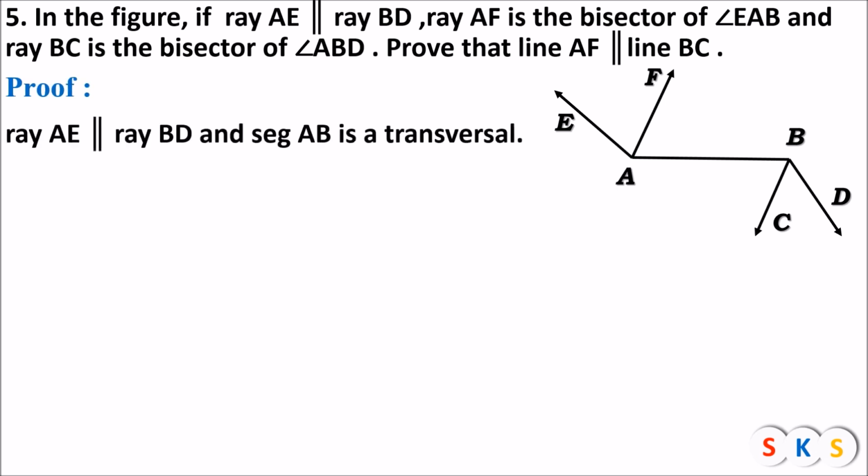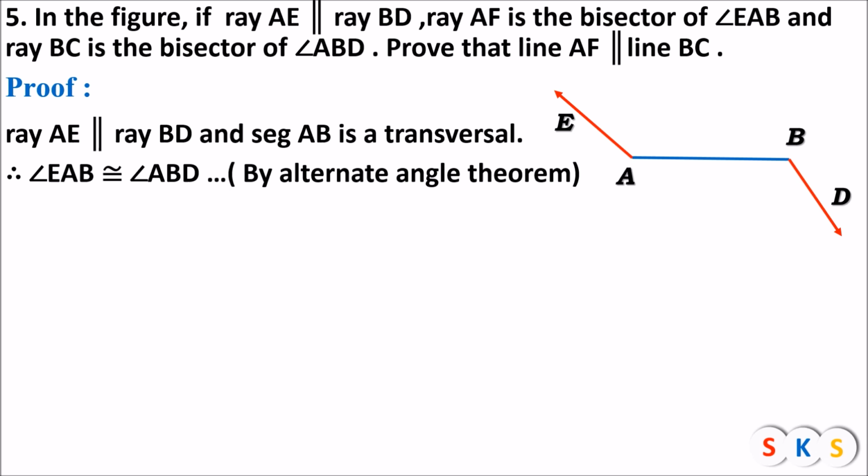Here ray AE is parallel to ray BD and segment AB is a transversal. Look at this figure. You can see that ray AE is parallel to ray BD and BA is a transversal. Therefore angle EAB is congruent to angle ABD, because they are alternate angles, and we know if the lines are parallel then alternate angles are congruent. Therefore measure of angle EAB equals measure of angle ABD. If they are congruent, their measures will be equal. It is equation number 1.